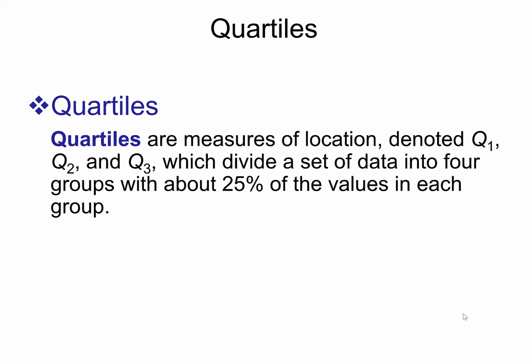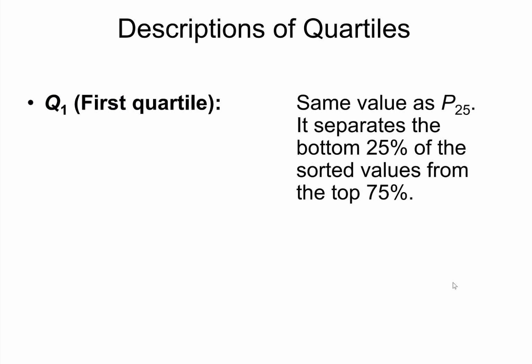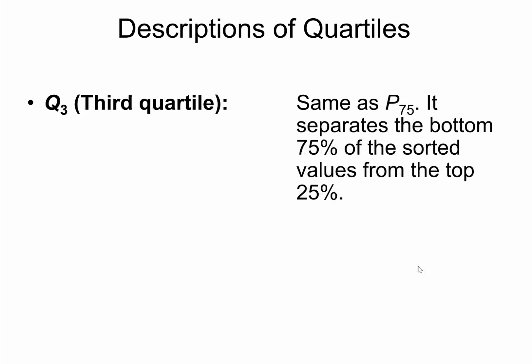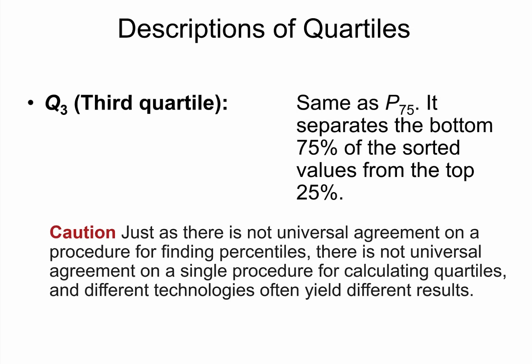Quartiles are measures of location also denoted as Q1, Q2, and Q3. They divide a set of data into 4 groups with about 25% in each group. The first quartile is also called P25. It separates the bottom 25% of the sorted values from the top 75%. Q2 is the median, P50, separates the bottom 50% from the top 50%. And then Q3 is the same as P75. It separates the bottom 75% of the sorted values from the top 25%.